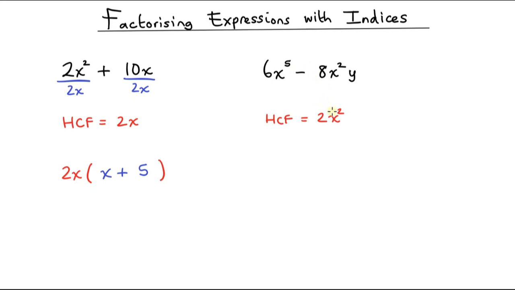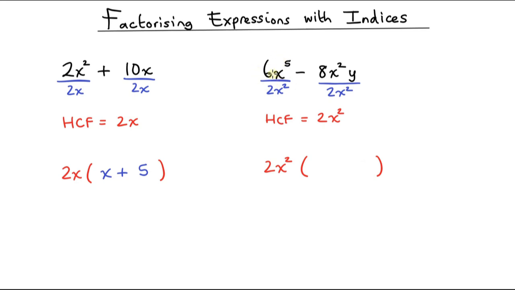And now let's think about the y terms. But notice we don't have a y term over here. So we can't factor out any y terms. So our highest common factor is 2x squared. So I'm going to take that 2x squared outside of my brackets, and I'm going to divide each term by 2x squared. So I'm going to divide the first term by 2x squared, and I'm going to divide the second term by 2x squared. So what does that give us?